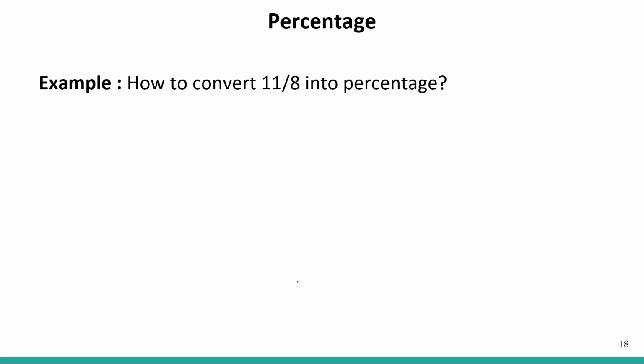Let's go forward. So let's see how to convert 11 by 8 into percentage. What you do is you have 11 and you divide it by 8. 1 times 8 is 8, so you have 3 left. So you first convert it to a mixed number. That is, 11 by 8 is equal to 1 whole and 3 by 8. So since 1 is a whole and 3 by 8 is the fraction part.